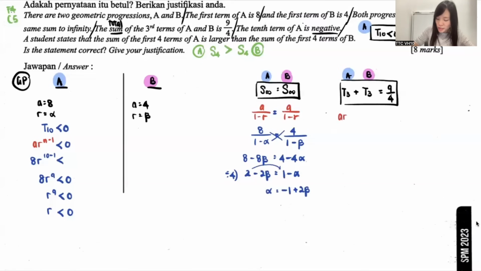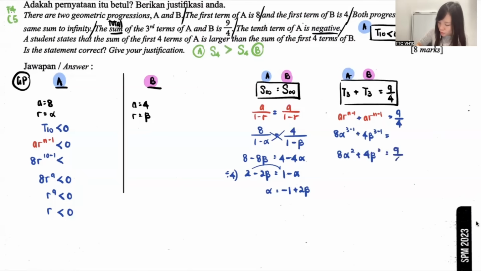So this T3, isn't it, is AR to the power n minus 1. That is the formula for T n. If they are GP added together, isn't it equivalent to 9 over 4? So what's your A for your set A? 8. What's your common ratio for your set A? Alpha. What is the n now? 3 minus 1. What is your first term for your set B? 4. Yeah. What is your common ratio? Isn't it beta? What is the n? 3 minus 1. So isn't it 8 alpha square plus 4 beta square equivalent to 9 over 4?